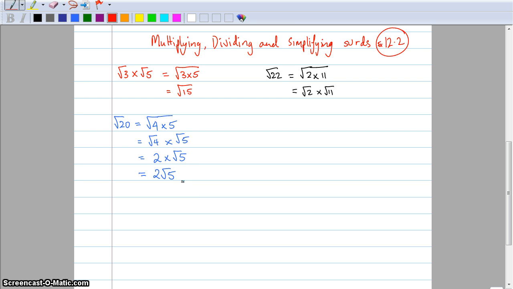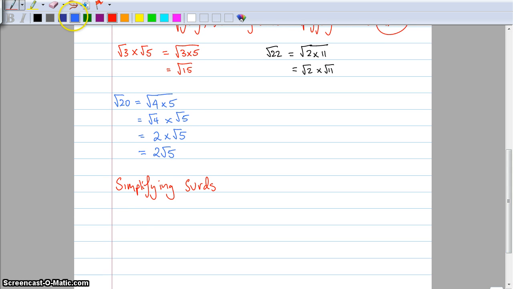Now this kind of takes me to simplifying surds. We'll come back to multiplying in just a second, but the next thing I want to look at is simplifying surds, because what we just did was in effect simplifying the surd from root 20 to 2 root 5. Generally speaking, instead of writing the square root of 20, we always prefer to write 2 root 5. Or, for example, if you've got the square root of 50, we always prefer writing 5 root 2.